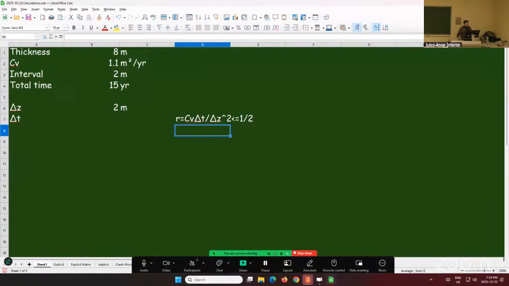So for this to be smaller or equal to 1/2, what we are going to say is that delta T will be smaller or equal to delta Z squared divided by 2 CV. Okay.